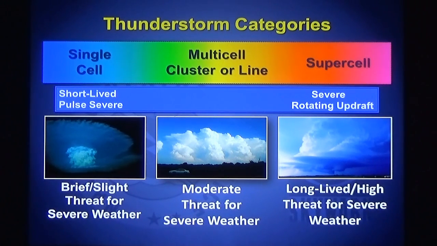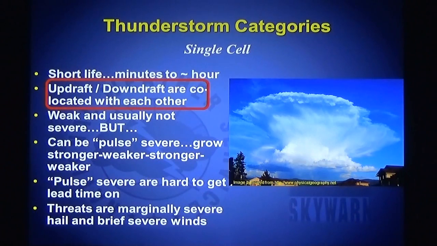And then on the right-hand side is our supercell. What makes a supercell thunderstorm, which is the most dangerous, encourages severe weather, large hail, high wind, and flash flooding, along with tornadoes. What makes that supercell a supercell is that the updraft in the storm is actually rotating. So when you look up at a supercell thunderstorm, you may say, gee, it looks like that whole storm is rotating, and indeed it can be. Here's our single-cell storm.